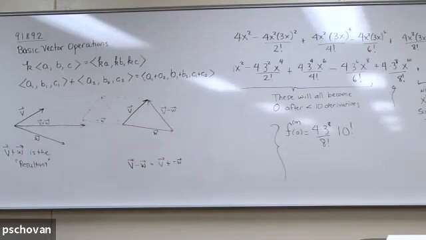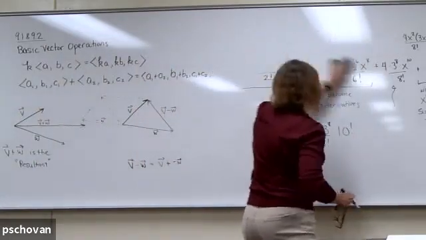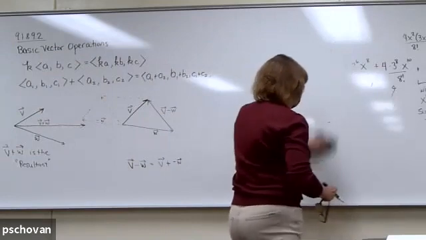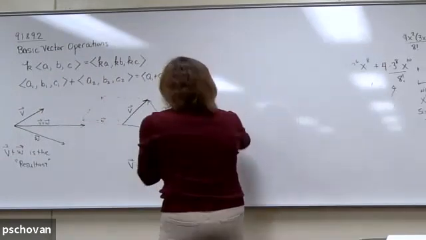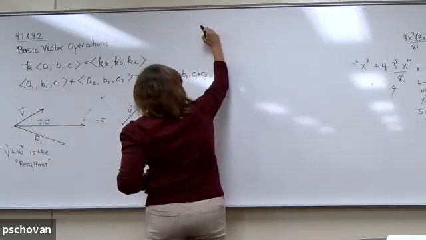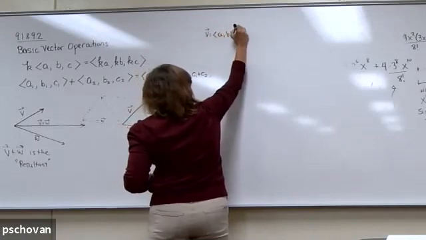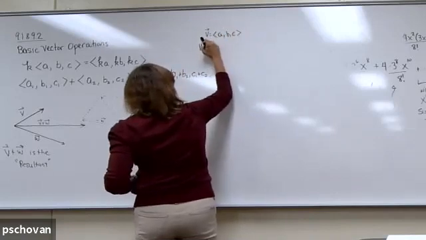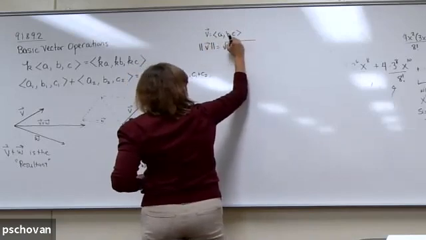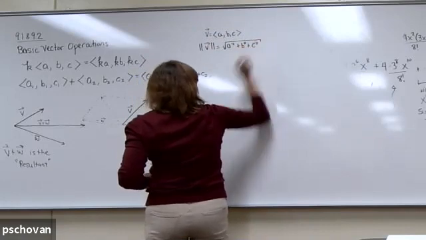The magnitude of a vector in 2 or 3 dimensions is the sum of the squares of the components under the square root sign. So if vector V has components A, B, C, the magnitude of vector V is the positive square root of A squared plus B squared plus C squared.